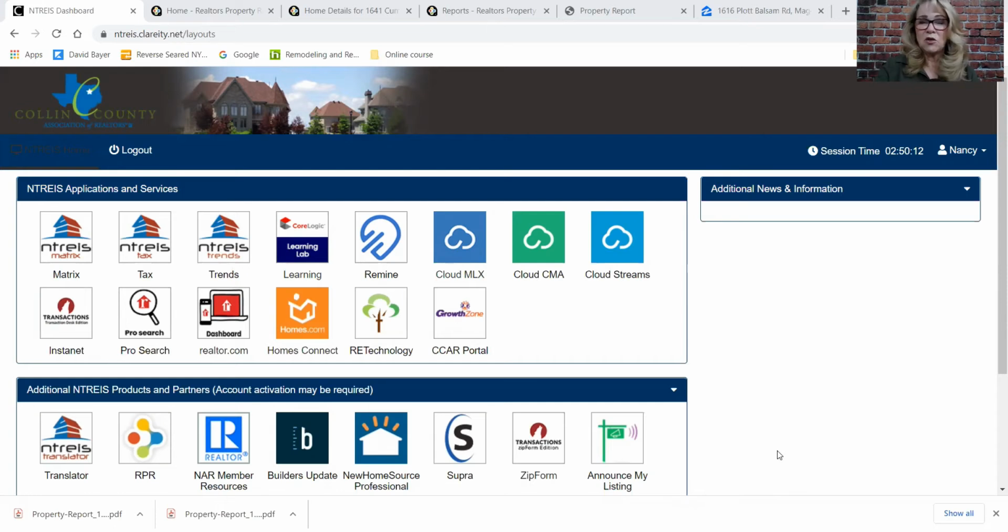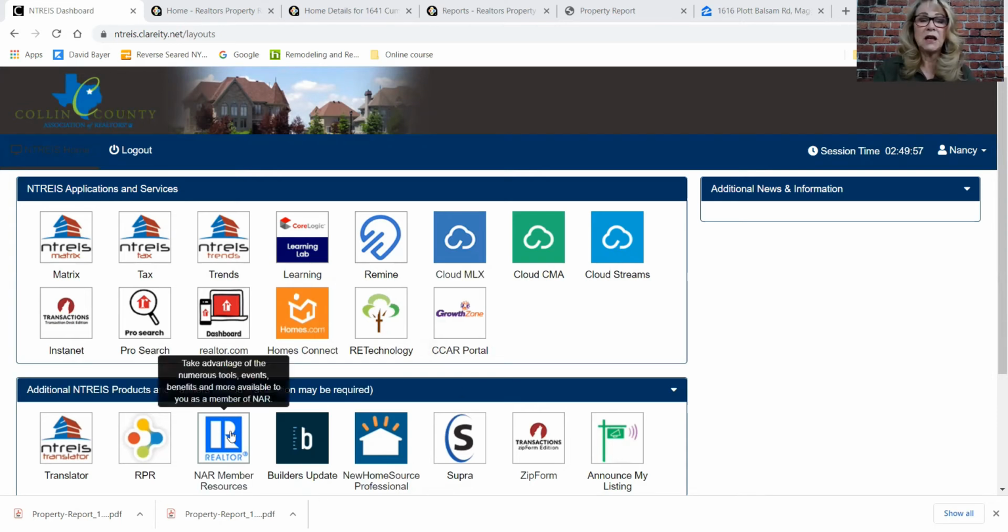So this is a screen. I've logged into my Netris account. It's the multiple listing service, MLS. For those of you who are not realtors, you might not be familiar, but if you have a realtor on your team, this is the screen when they log in.